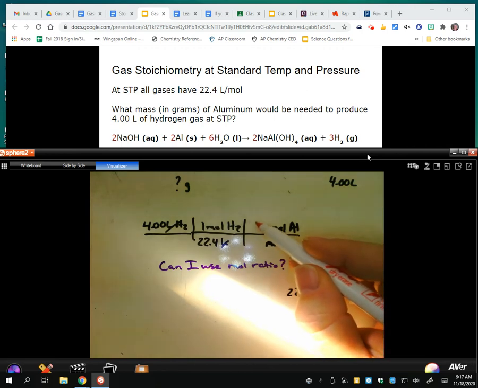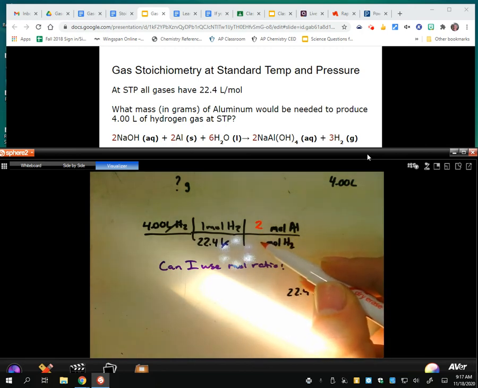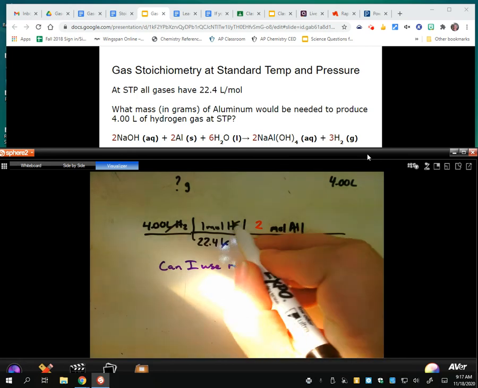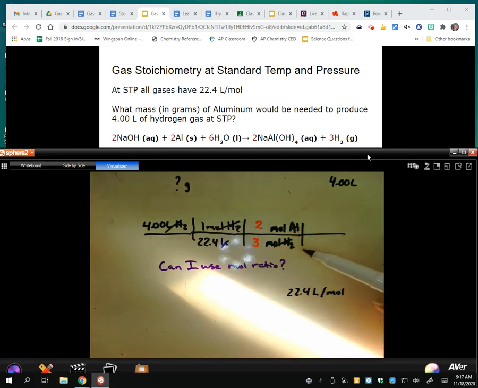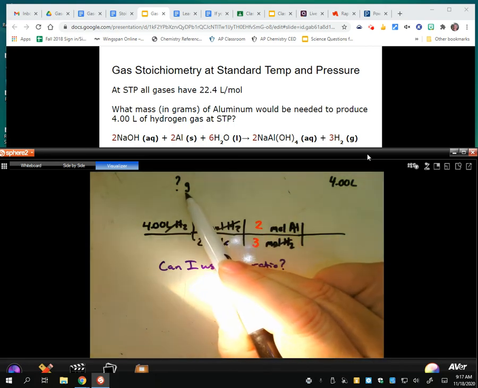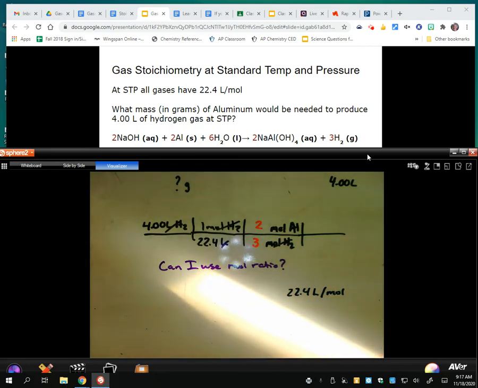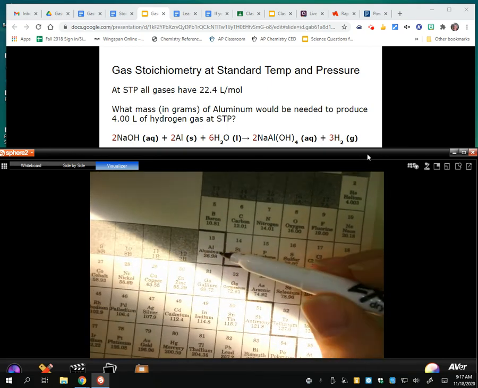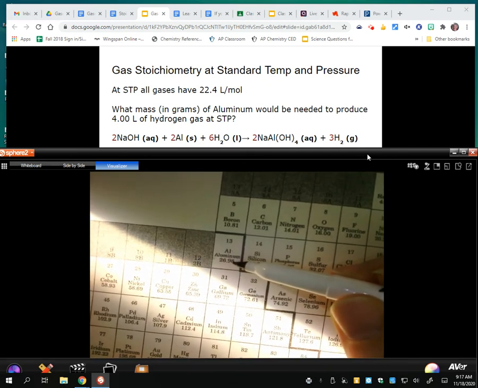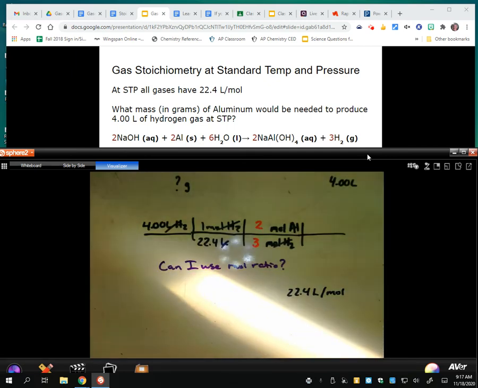The coefficient for aluminum in that balanced equation is 2, and the coefficient for hydrogen is 3. Moles of hydrogen cancel out. Now I have moles of aluminum, but they don't want moles of aluminum. We want grams. So to go from moles to grams or grams to moles, I need to use my molar mass. And the molar mass of aluminum is 26.98 grams per mole. So that means there are 26.98 grams is equal to 1 mole of aluminum.